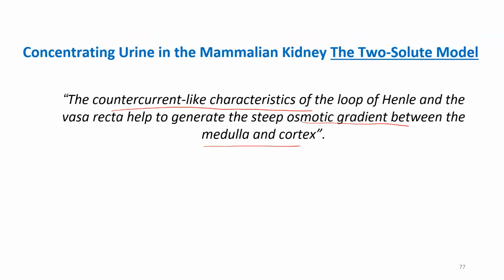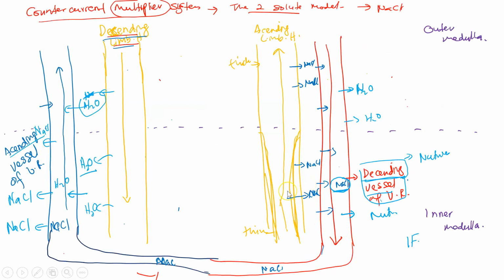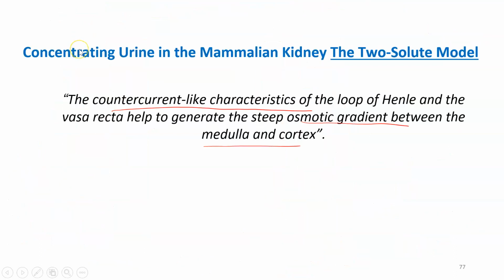Okay, so the countercurrent characteristics of the loop of Henle and the vasa recta help to generate a steep osmotic gradient between the medulla and the cortex. Okay, so nutrient keluar, sodium chloride juga keluar due to here, kan. So this causes the interstitial fluid concentration will be high, kan. So the high concentration of interstitial fluid will contribute to the reabsorption of water in the descending limb of loop of Henle.